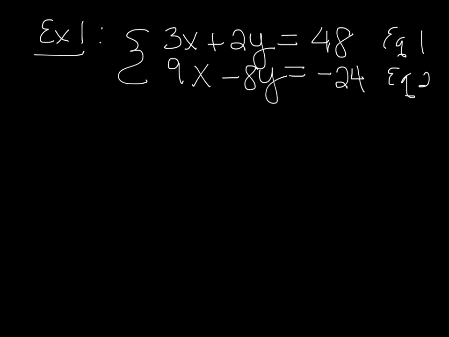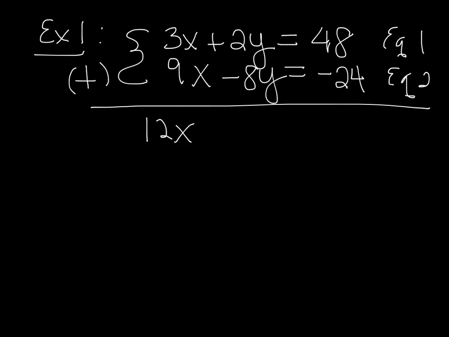Now, the goal is we want to add these equations, okay? Equation 1 plus equation 2. And when we add them, we want one of the variables to be eliminated. So for example, if I add them as they are right now, I would get 12x, right? 3x plus 9x. 2y minus 8y is negative 6y, right? And then 48 minus 24 is 24.